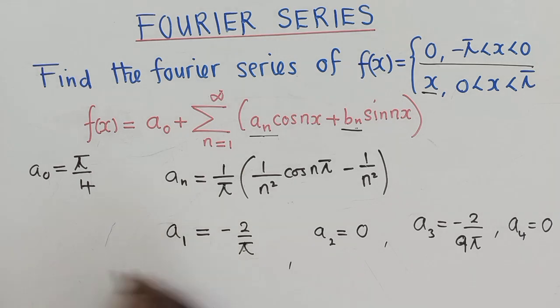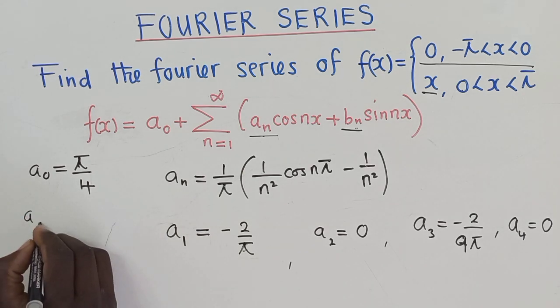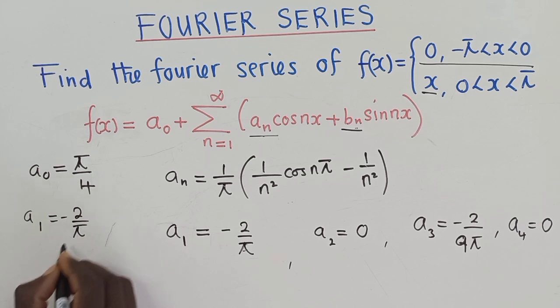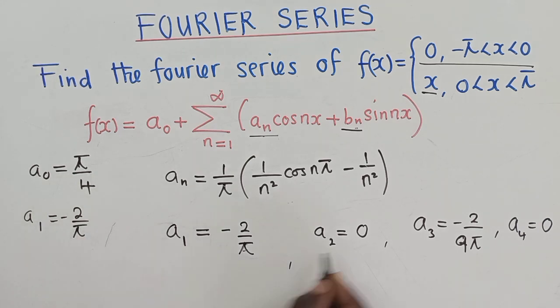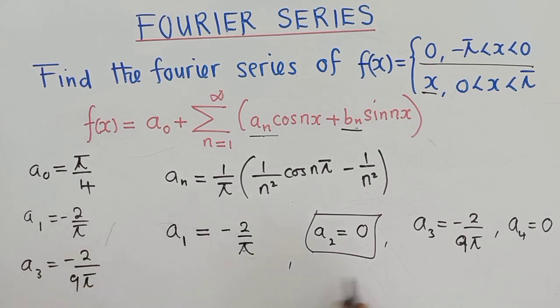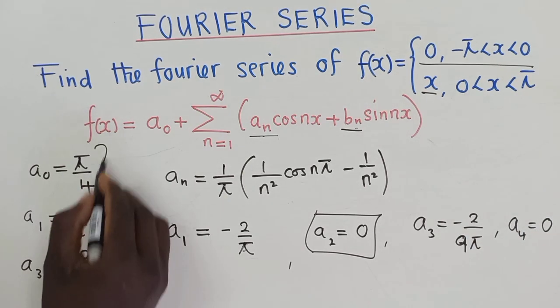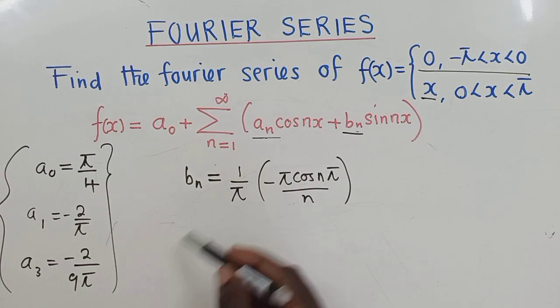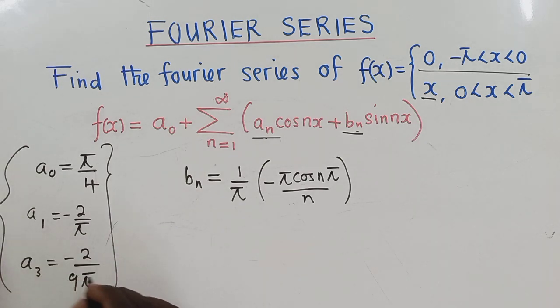So we need to keep this. Our A1 will be negative 2 over pi. This one is a 0, so we'll skip it. We'll just go to A3, which is negative 2 over 9 pi. So keep this. This is very important to keep them. We go to the next one. What to put here? We do the same like we did with this one.